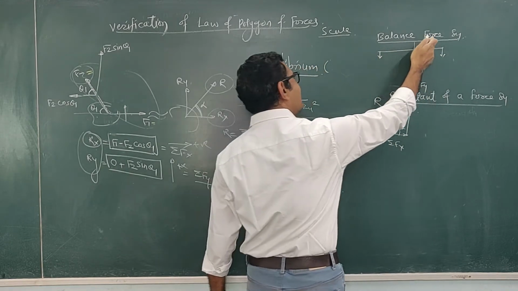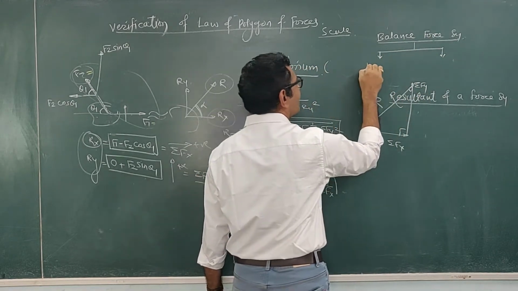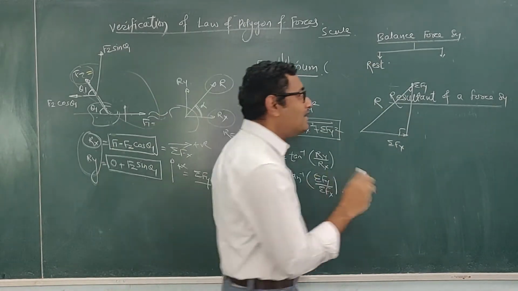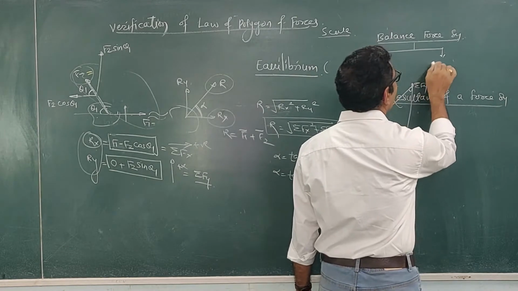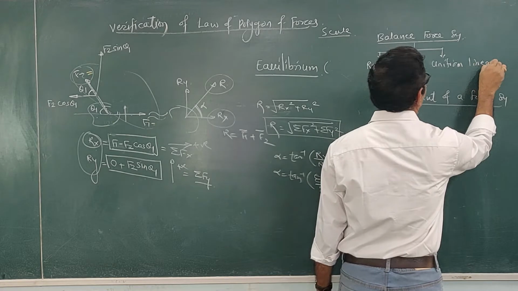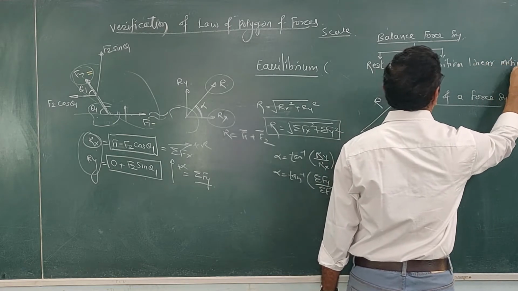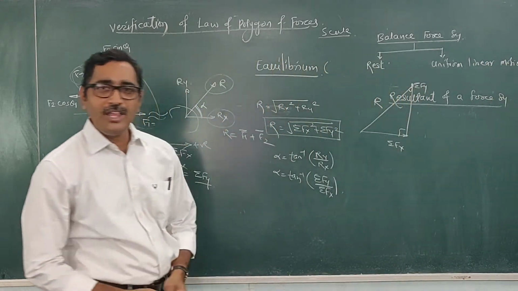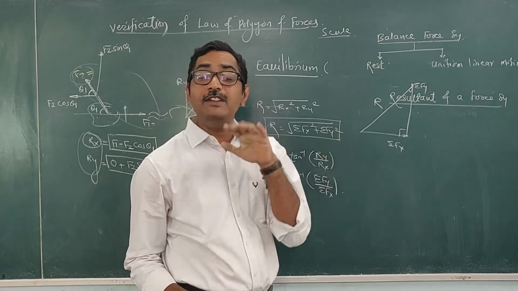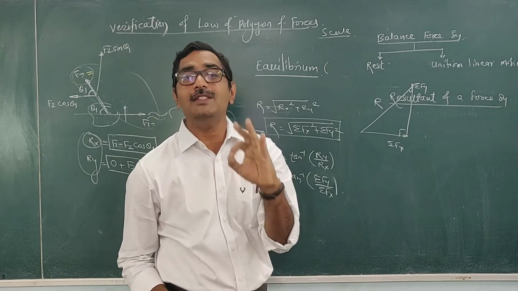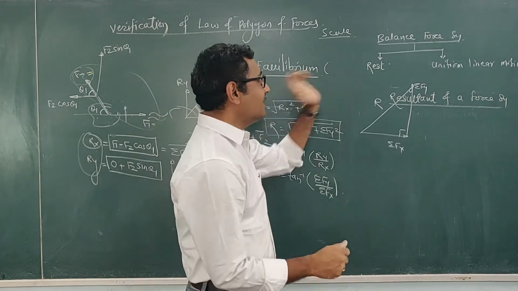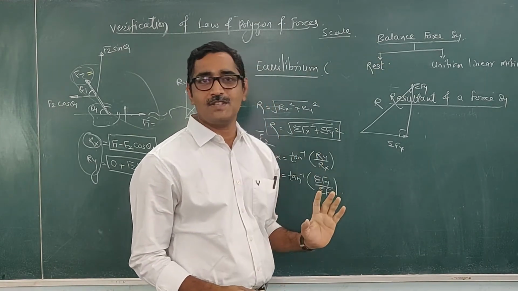One is, because of the balanced force system, the body may remain in the state of rest, or it may remain in the state of uniform motion, uniform linear motion, not uniform angular motion. When a body is moving with a uniform linear motion, it means that during the motion, its velocity remains constant, uniform. We can say that it is moving under the action of balanced force system.